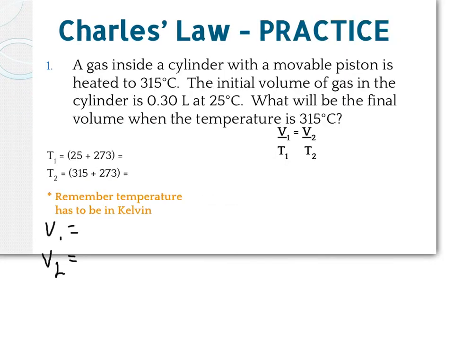This is a Charles' law example, and the first thing that we have to do is pick out our variables. A gas inside a cylinder with a movable piston is heated to 315 degrees Celsius. The initial volume of gas in the cylinder was 0.3 liters and 25 degrees Celsius. What we're looking for is the final volume, which means we're looking for V2. What we started with was a volume of 0.3 liters. And then your temperatures, you'll see I've already picked out. Our temperature 1 is 25 degrees Celsius. In order to turn it to Kelvin, we have to add 273. And our temperature 2 is 315 degrees Celsius, which we have to add 273 to as well to turn it into Kelvin.